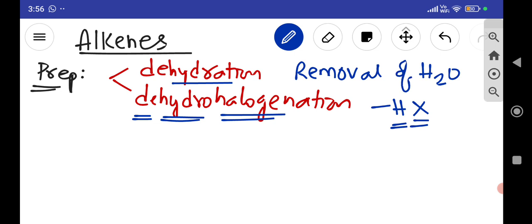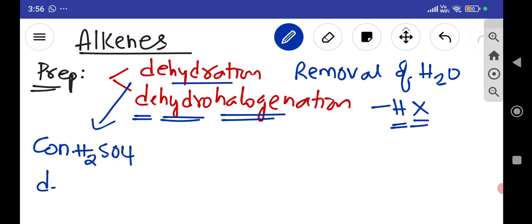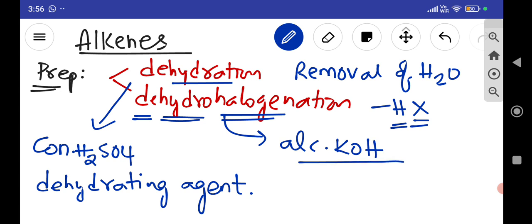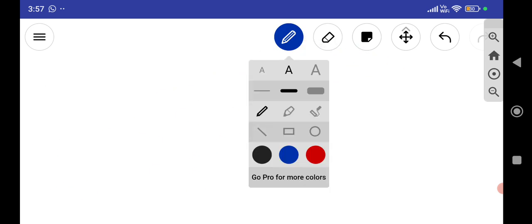So let us see what the reagents are here. Dehydration is always done in the presence of concentrated H2SO4, hence concentrated H2SO4 is also called a dehydrating agent. Very important thing, organic reactions can be studied in the form of reagents. Then dehydrohalogenation is done by alcoholic KOH. Right, so see, alcohol with the KOH. Let us see the first reaction.